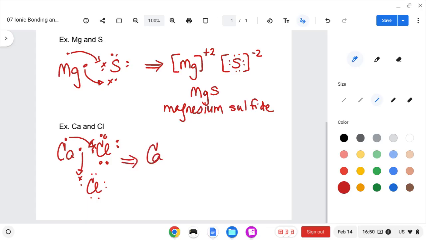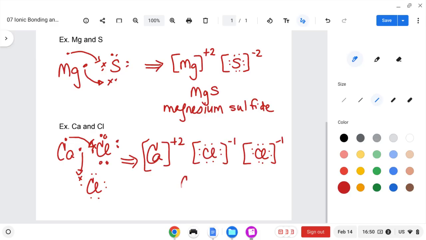Calcium now has no valence electrons around itself. He's lost 2 electrons, so his charge is +2. But I have 2 chlorines now that each gained 1 electron. So one chlorine has a charge of -1, and the other has a charge of -1 as well. And if I was going to put this into a chemical formula, I would write CaCl2. And notice the 2 is a subscript, because I have 2 chlorines.